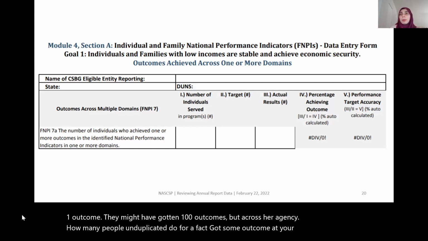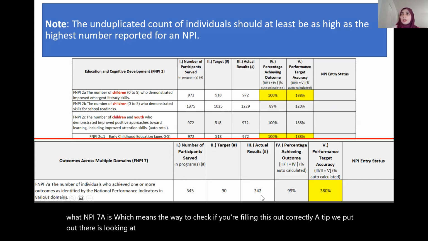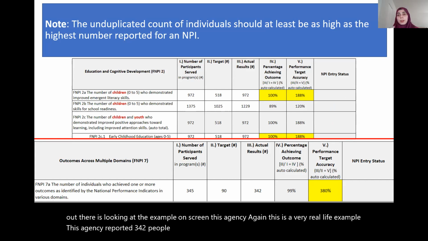So that's just what NPI 7A is, which means the way to check if you're filling this out correctly, a tip we put out there is looking at the example on screen. This agency, again, this is a very real life example. This agency reported 342 people in FNPI 7A. So what they're telling me is we know that 342 people got an outcome at our agency.